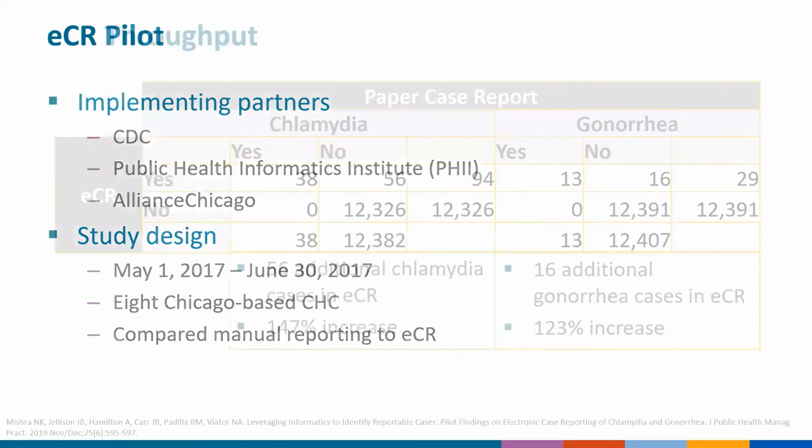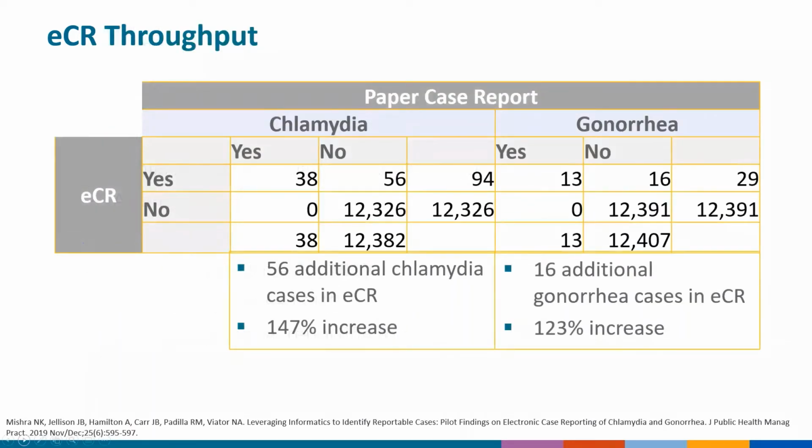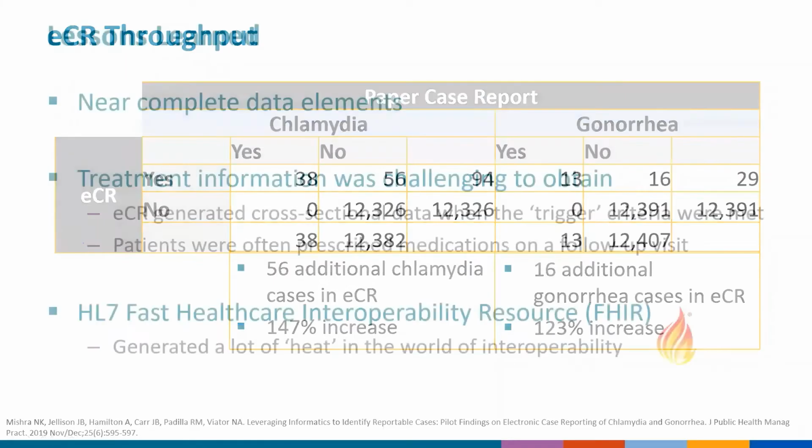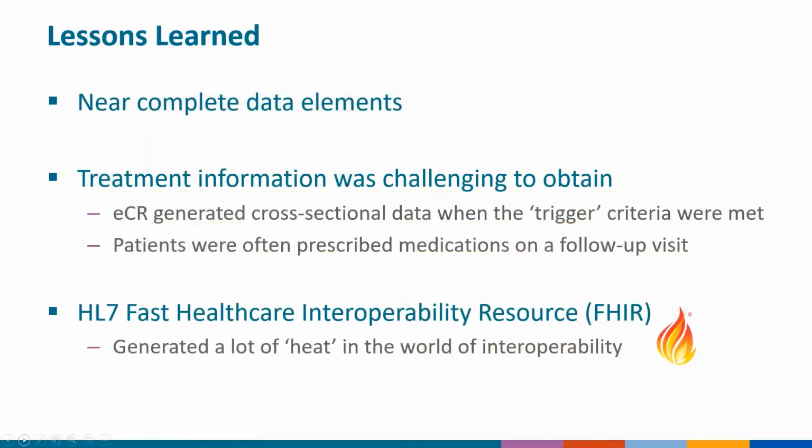Next. Here you can see some 2x2 tables comparing ECR to paper reports, both for chlamydia and gonorrhea. As you can see, the ECR reported higher levels of reporting for both conditions, with a 147% increase in chlamydia cases and a 123% increase in gonorrhea cases. Next, please. Not only were there more cases reported using ECR, but the resulting data were also more complete, both of which are important on their own.